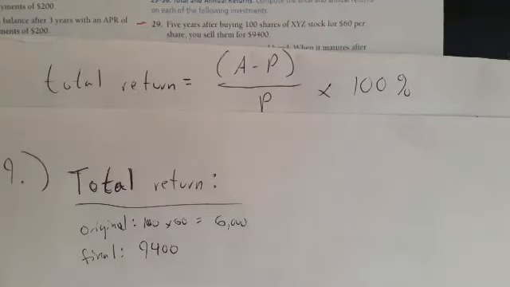And so maybe one thing you notice about the two formulas is when we're talking about total return, we don't really care how many years it's been, right? All we care about is how much we started with, how much we ended with. When we talk about annual return, that's when we're going to have to talk about how many years we had the investment.